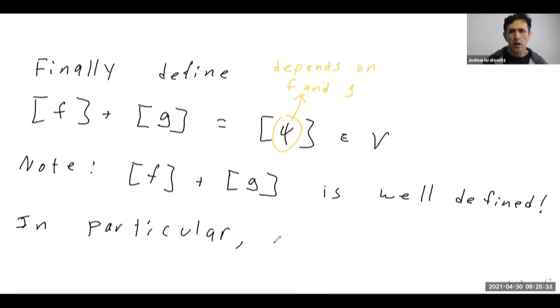Okay, so what do we need to show? In particular, let's say we have something in V that's equivalent to F. Everything here is in V. And let's say I have something in V equivalent to G.